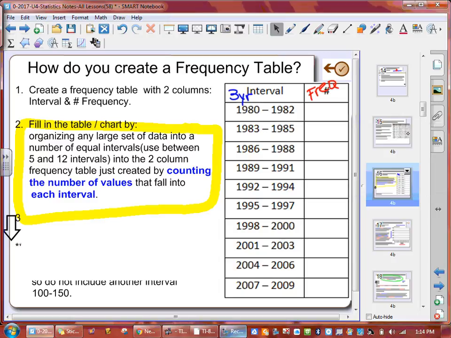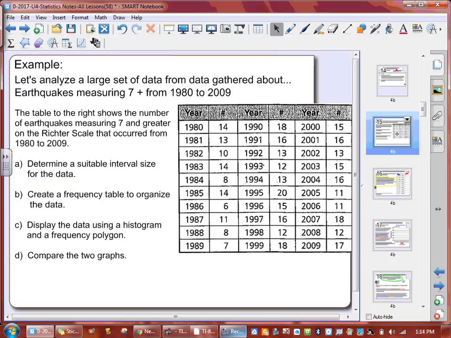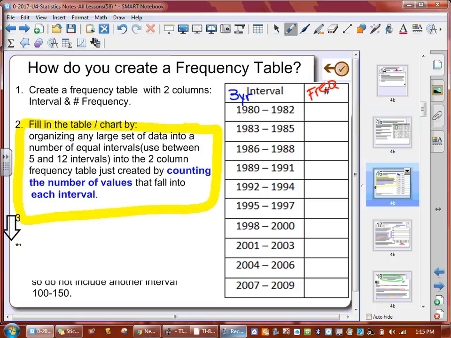Okay, back to our example. Now we're going to take each of these and find out how many numbers fall into the range 1980 to 1982. We're going to add the numbers in these 3 years, so we would write down 37. In our list right here, 37 is going to be for those years.